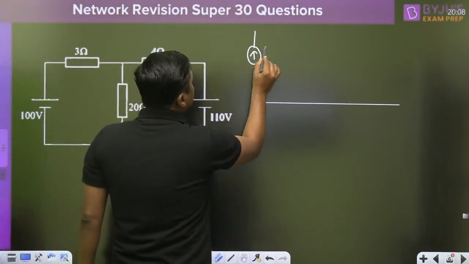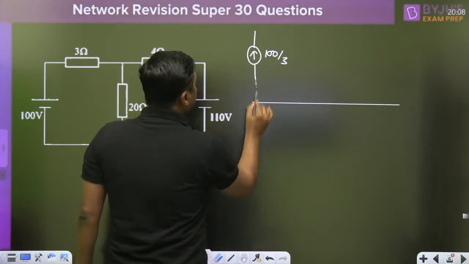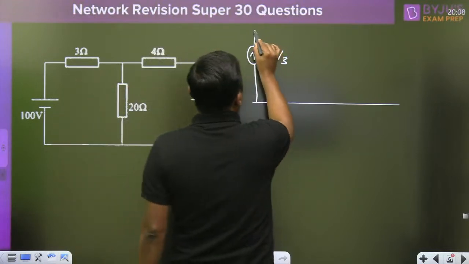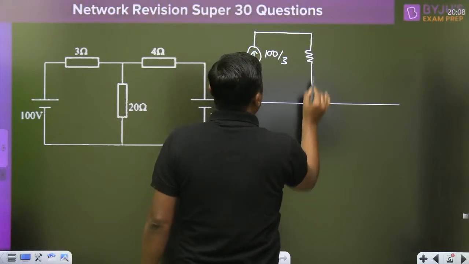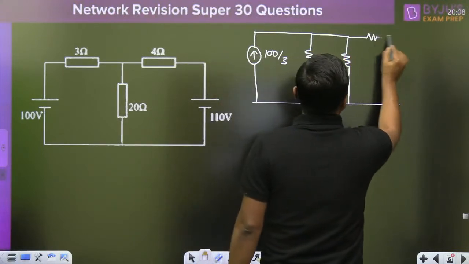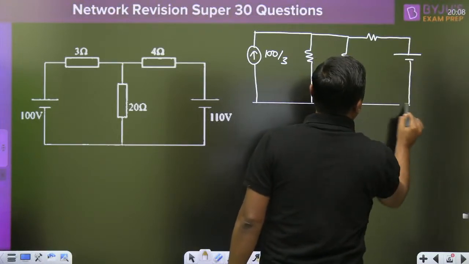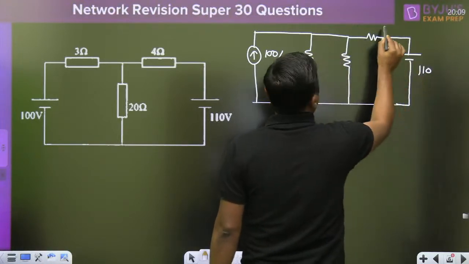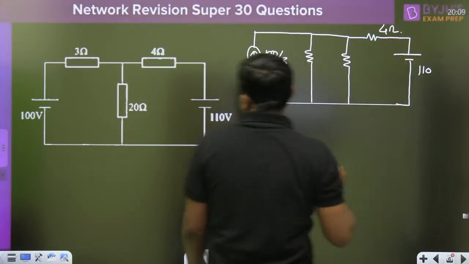This will become current 100 divided by 3, and in parallel it will become 3 ohm, and that is what 20 ohm, and that is 110. Why? Because we want the current through the 4 ohm resistor. Now that is the case.